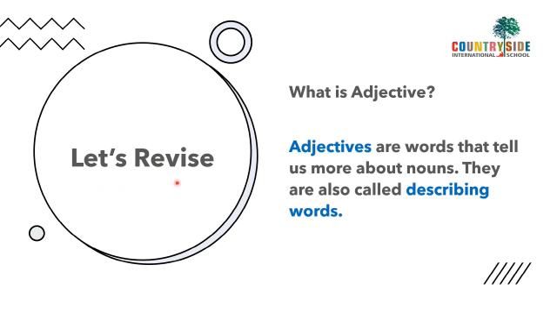Before starting, let's revise what is an adjective. As we studied and discussed in the last lecture, adjectives are words that tell us more about nouns. Nouns, everybody knows, are the names of things around us. Now, adjectives are those words that tell us something more about the nouns. They are also called describing words because they describe the noun.